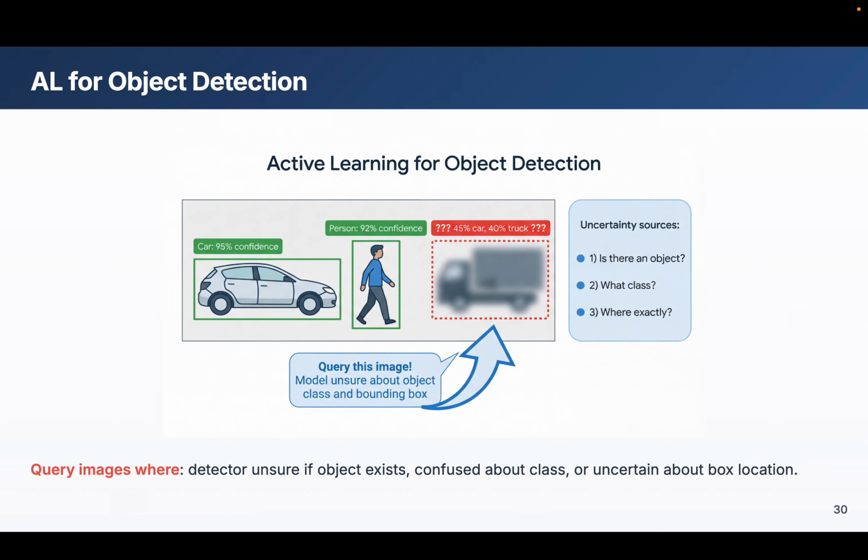Similarly, for object detection, maybe this is a very simple example. The labeling is very well done, 95% confident, person 92% confident. But for this particular example, we are not sure whether it's a truck or a car. And the probabilities of this is 45% car, 40% truck. We should probably be labeling this.